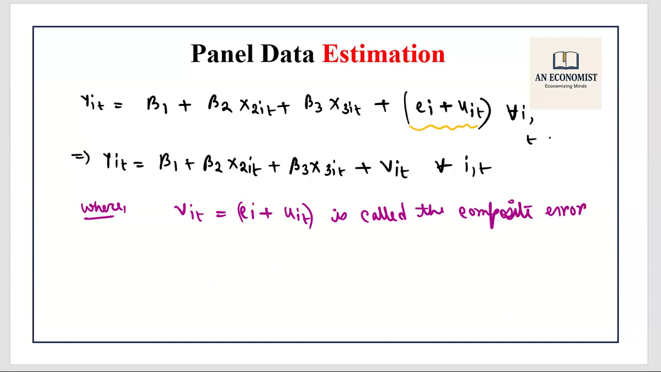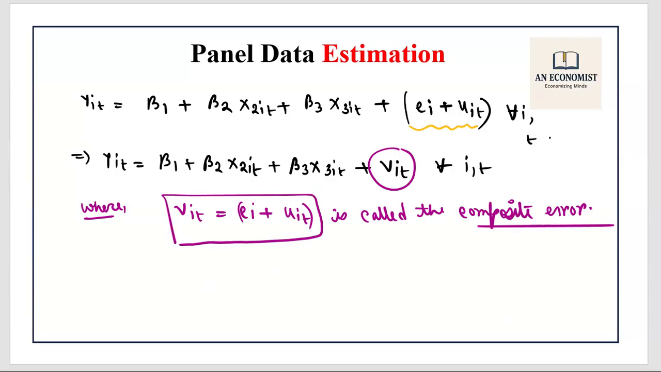This vit is known as the composite error term, and this term will help us to go into the different estimation method. We will use the generalized least square method. Why do we use that? This will be determined by the nature of this vit. This we will see later on in our lecture. So this is the vit that we can derive. What we have done, simply instead of beta 1i, we have written beta 1 plus Ei, and the rest of the things remain the same.